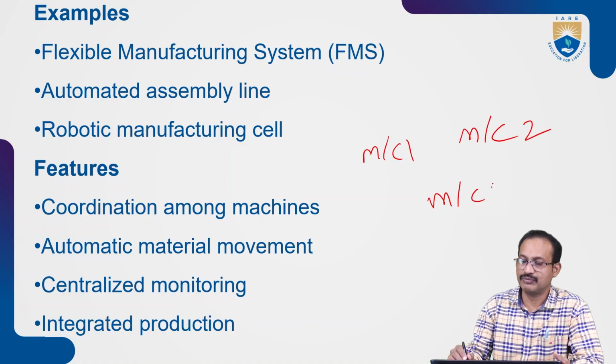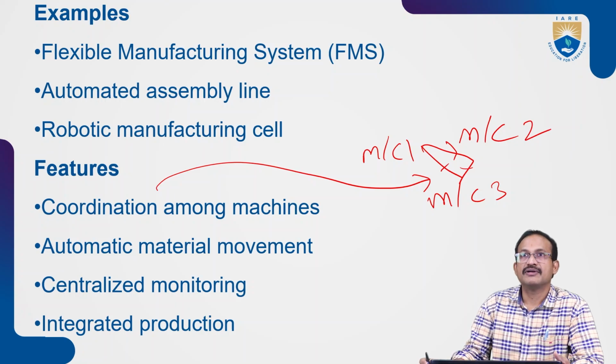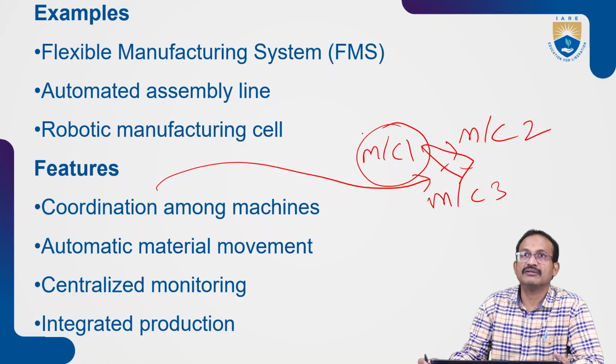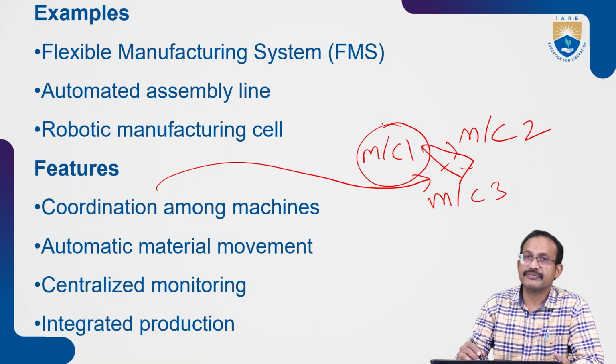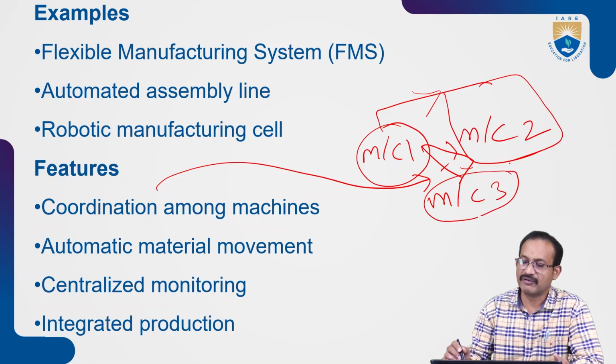Machine 1, machine 2, machine 3. So here coordination would be there among three machines. Okay, it's the automatic material movement. If some operations are performed on machine 1, a few operations can be performed on machine 2, so that we can transfer that semi-finished good to machine 2. Again, a few more operations can be performed on machine 3.